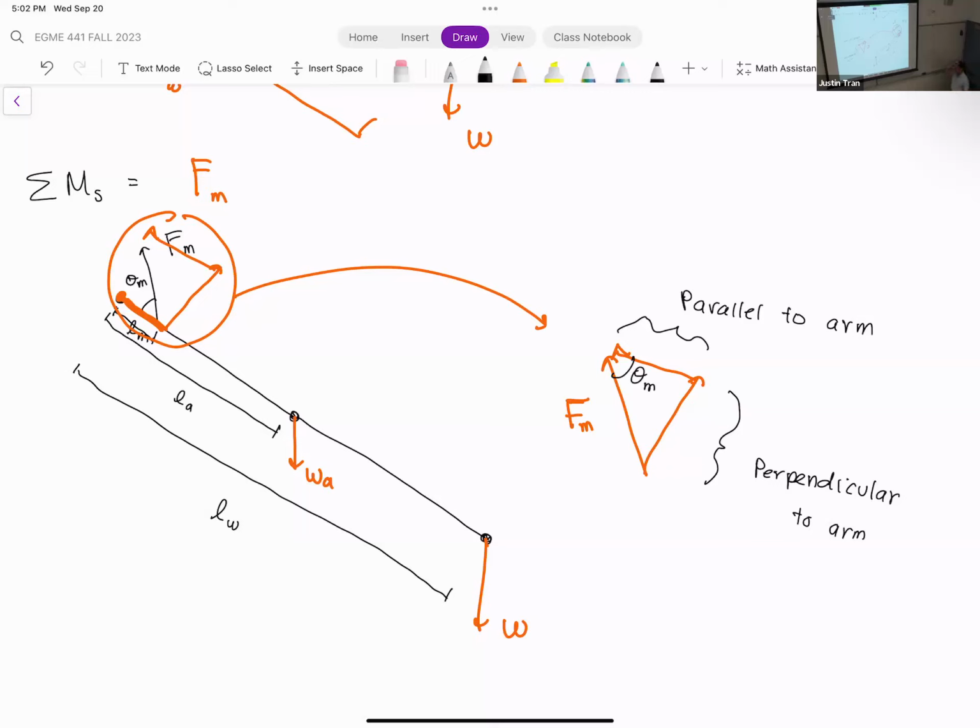All right. So the component of the force that we want is the perpendicular one, because that's the one that's actually going to produce the moment. Okay. Any force component that's parallel to the limb that you're considering is not going to produce any moment, because it's just going to point straight at the joint. Fm is the hypotenuse of this triangle, and then we want the component that's opposite this theta here, which is sine of theta. Okay. So we have Fm sine of theta m, multiplied by Lm.